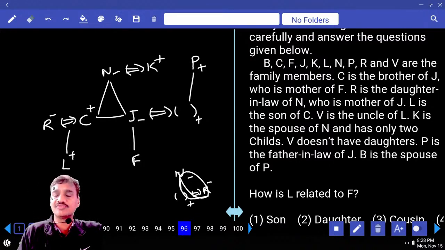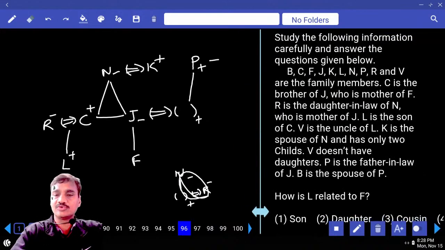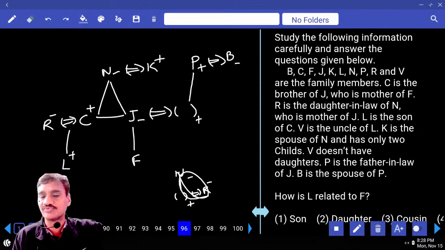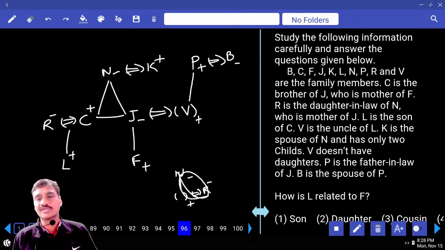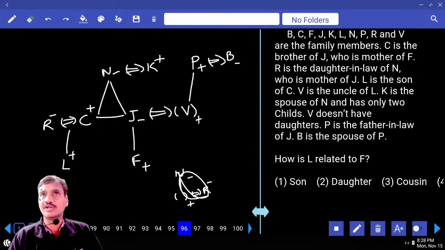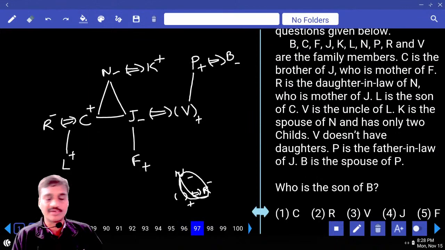B is the spouse of P. Now P and B are married to each other. And again, one more piece of information regarding this V: V does not have any daughters, and V must have a son, and V is the uncle of L. Is that right? Now according to this, how is L related to F? F's cousin. Cousin, that is choice 3, question number 96.